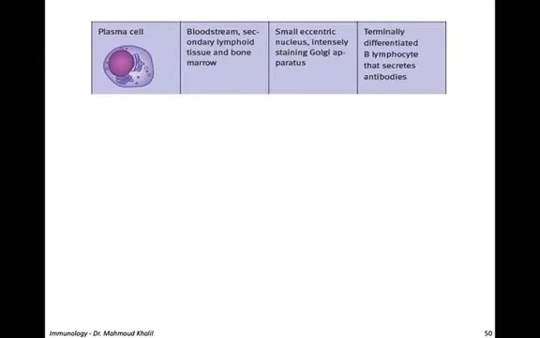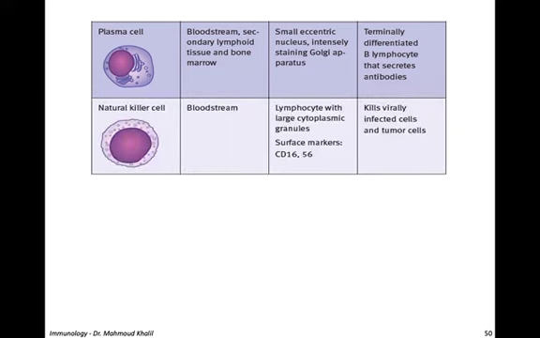For the plasma cell, it is in the bloodstream as well as the secondary lymphoid tissue and bone marrow. It has a small eccentric nucleus, darkly stained, and a Golgi apparatus. It is the terminally differentiated form of the B cells that secrete antibodies. While the natural killer cells are only in the bloodstream, they have large cytoplasmic granules, and their surface markers are CD16 and CD56, and their main function is killing infected cells and cancer cells.